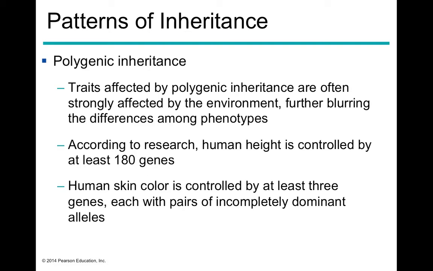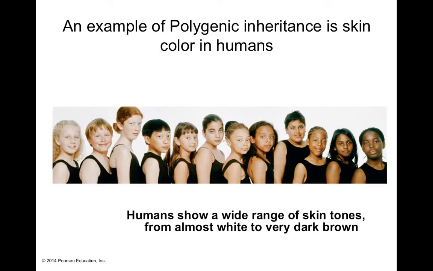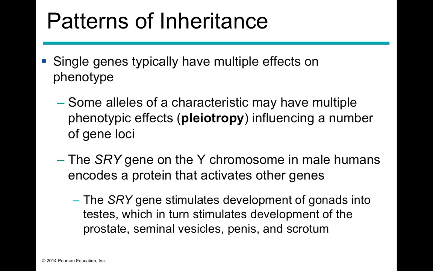Now, as we just mentioned, two or more genes, but most of them are controlled by many more, including human height, which is controlled by at least 180 genes, and human skin color is controlled, that we know, by at least 3 genes, which are all paired up with incomplete dominant alleles. And incomplete dominant means that there's an intermediate phenotype. Again, this is just demonstrating that there's a wide range of skin tone because there's a lot of allelic frequency in human skin.